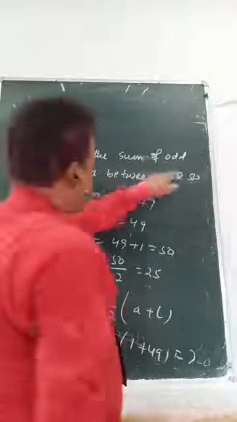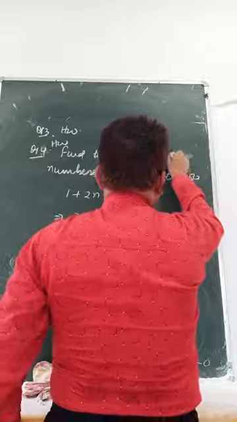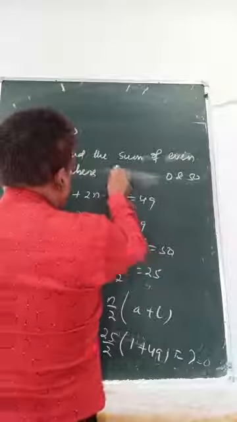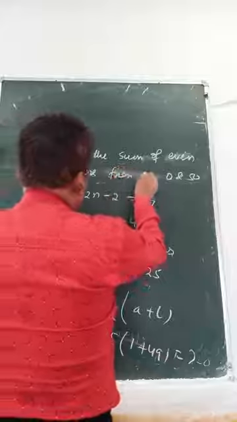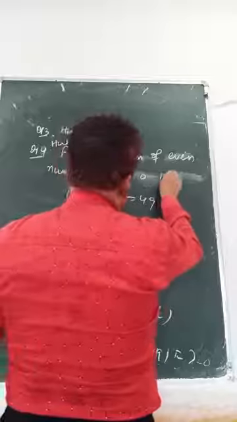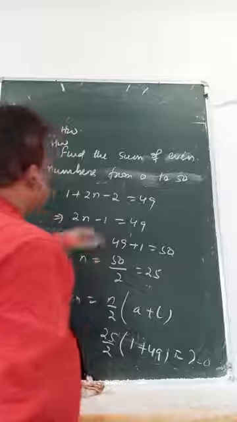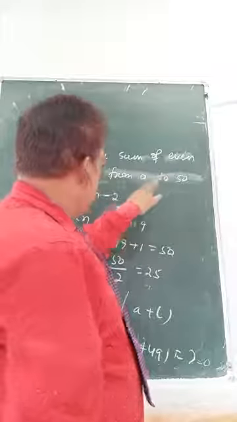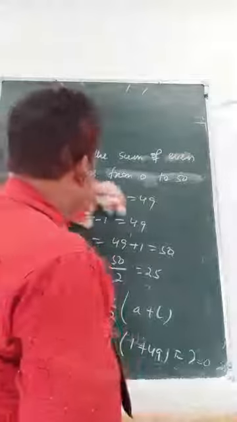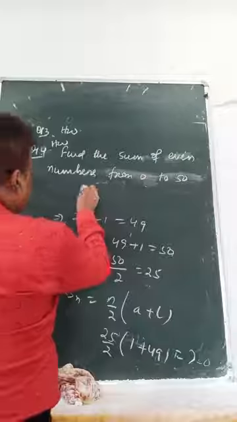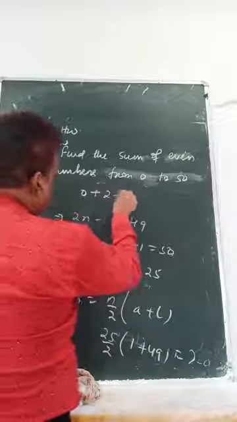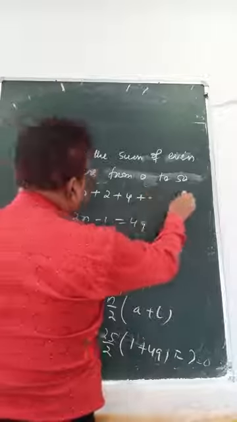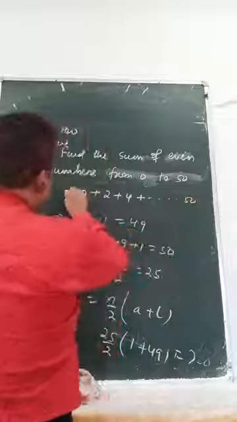Find the sum of even numbers from 0 to 50. From means this will be included, this will be included. So 0 is the first number. Even means again plus 2, like this up to 50. So try to complete. Okay.